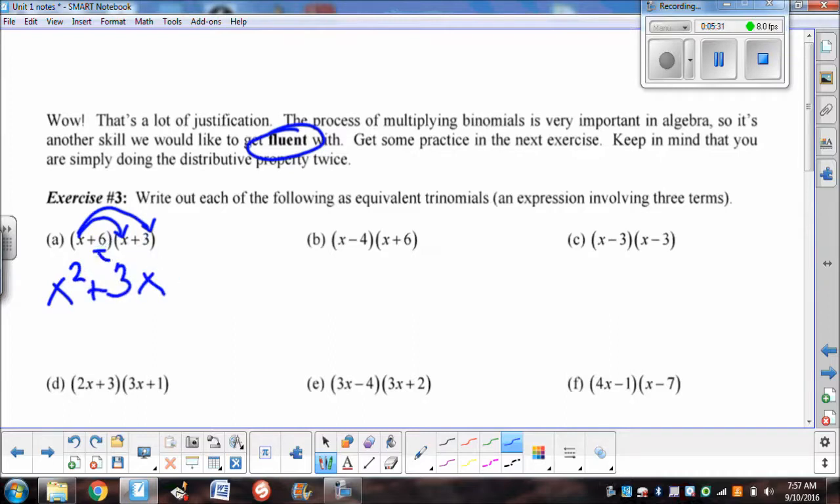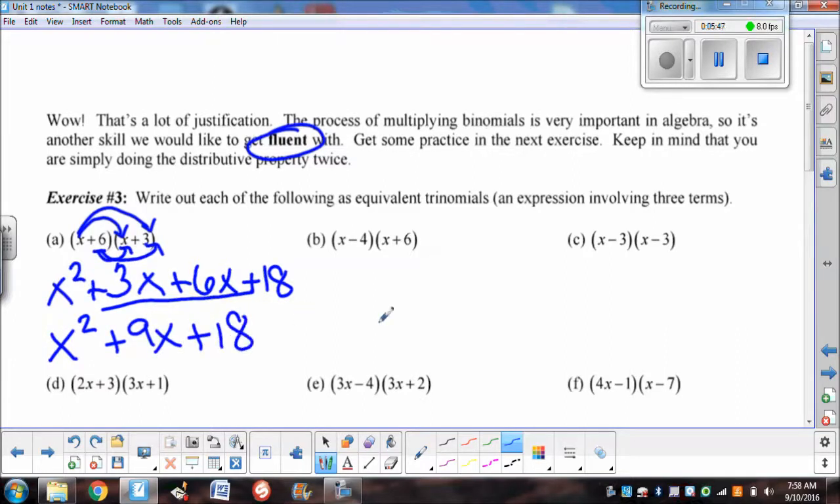Now I've got to distribute that 6 in the same manner. 6 times x is plus 6x. 6 times 3 is plus 18. Now to further simplify, I'm going to combine like terms. I just multiplied two binomials to end up with, that is my final answer in simplest form.